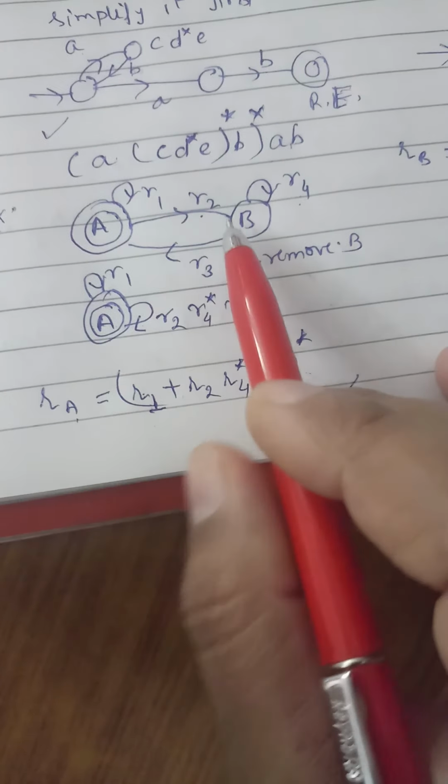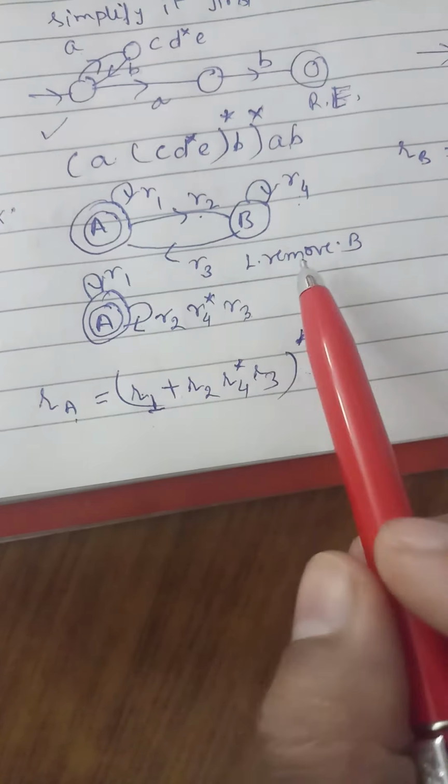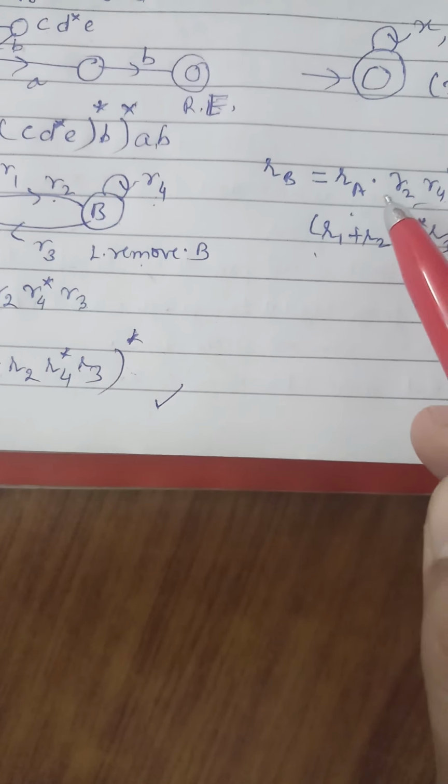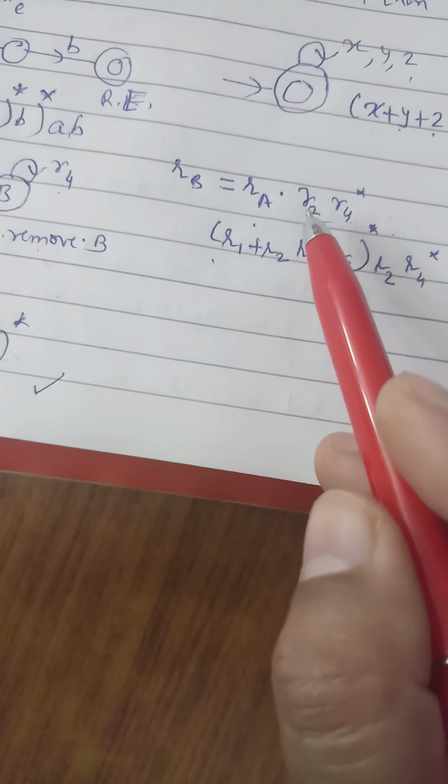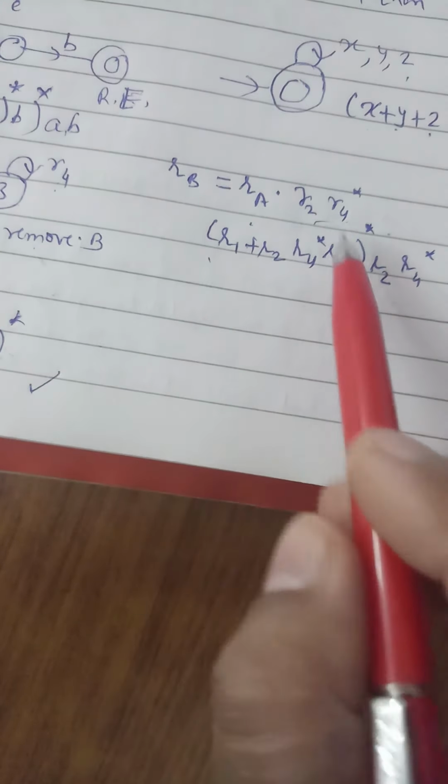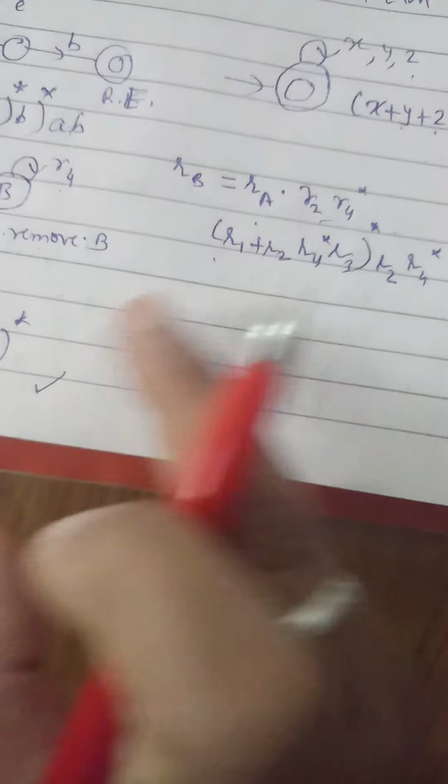So initially we remove B, and whatever is coming and going towards B, we take as a loop and write it on A, and then we write the RA value. After that, because we need the RB value also, first we write RA, and whatever is coming towards B, we write here RA dot R2 R4 star, then put in the RA value, and what is left we write here. This is the way we can find RA and RB.